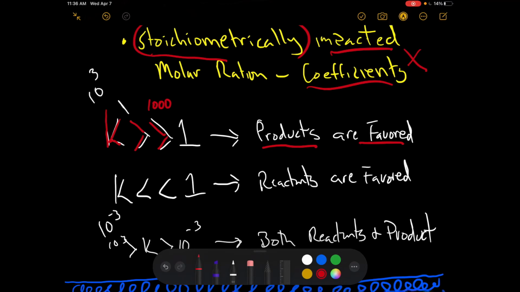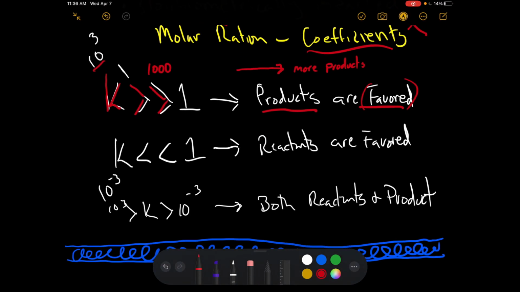But when you get over 1,000, you're going to see that the reaction goes to the right, and there are going to be more products than reactants. The products are favored. This is a key point: that is when K is over 10 to the third, or 1,000. The reverse is true if the K value is lower than 10 to the -3, lower than 1: then the reactants are going to be favored.